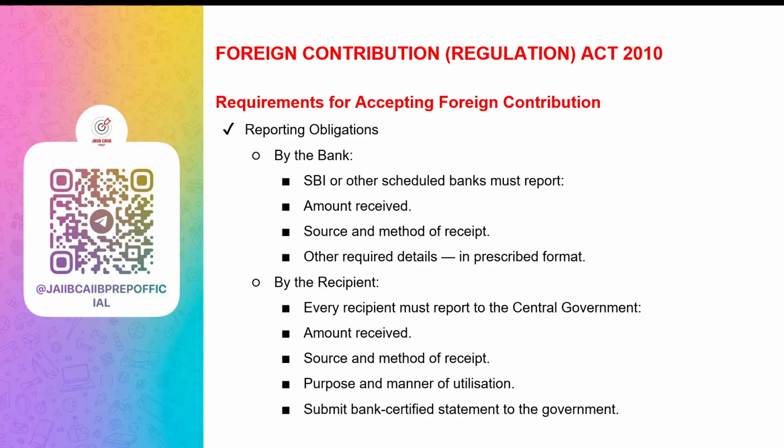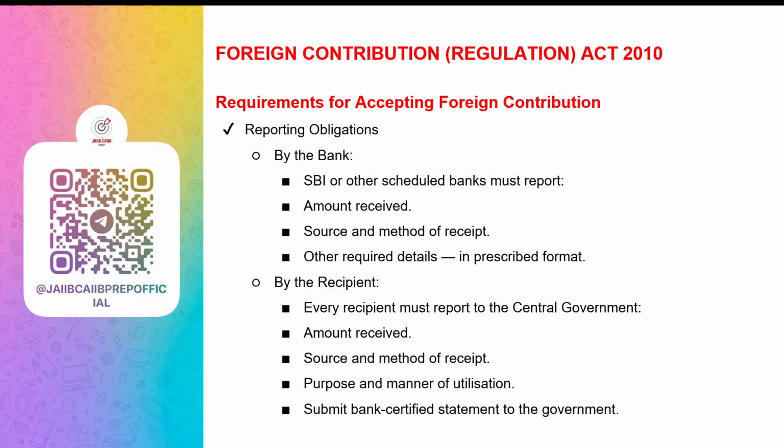The SBI New Delhi branch or any other scheduled bank where the FCRA account exists must report certain things to the government, like the amount of foreign contribution received, the source, and the method, like how it was received, wire transfer or check.